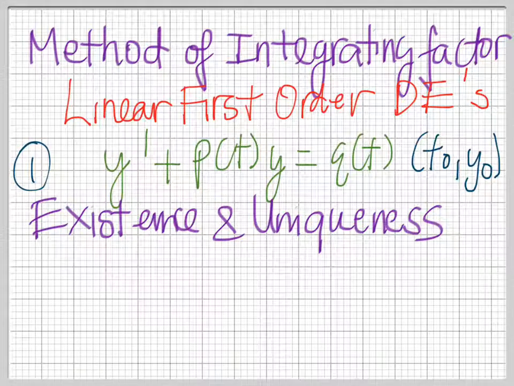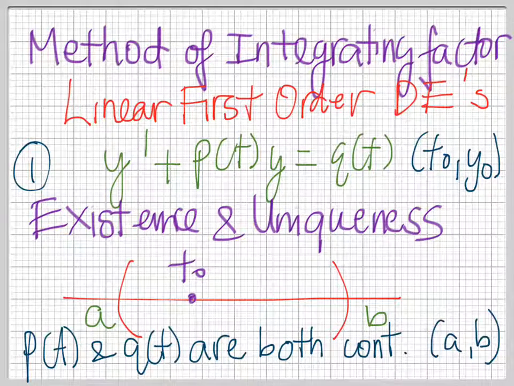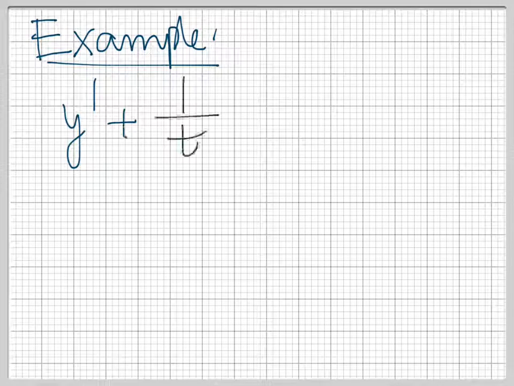The existence and uniqueness theorem here is very simple. You are guaranteed to have a unique solution when p of t and q of t are both continuous on the interval a to b, and t0 is in this interval, regardless of the value of y0. That means y0 can be any value. As long as t0 is in an interval in which both p of t and q of t are continuous, then this IVP number 1 will have a unique solution. Let's look at an example.